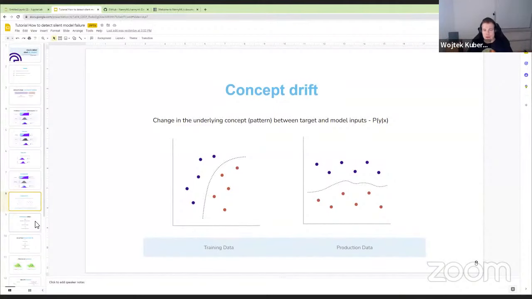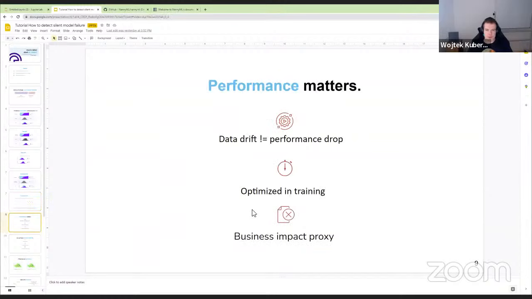So now we have defined concept drift and data drift and how they potentially might impact performance on a high level. Now, let's delve deeper into this performance. First of all, why should we really care so much about performance? Why can't we just look at data drift and say, yeah, there's data drift, our models are not working correctly anymore? First and foremost, because data drift does not equal performance drop.